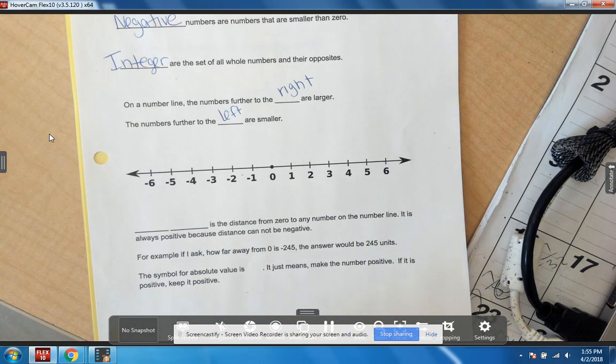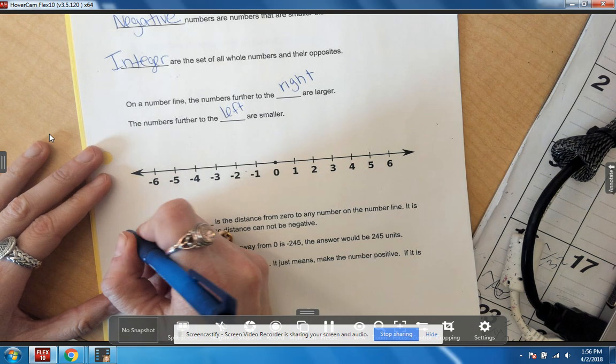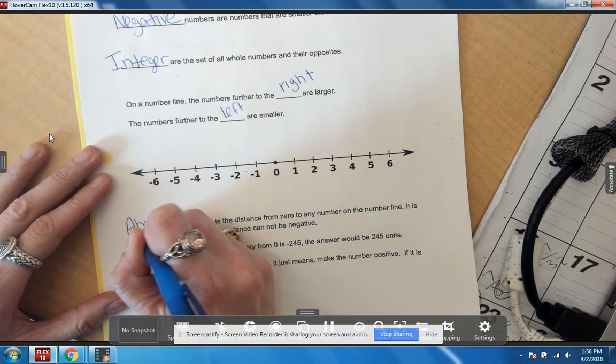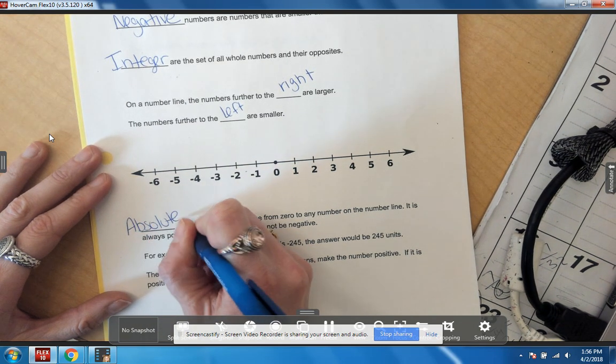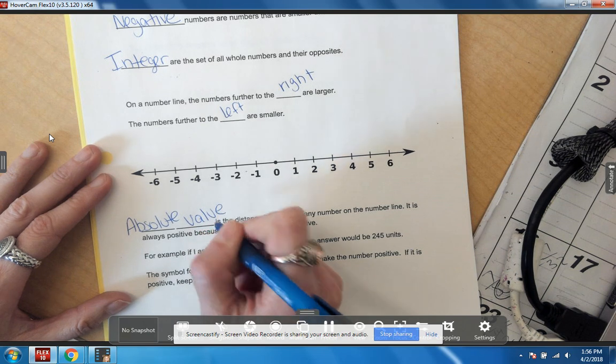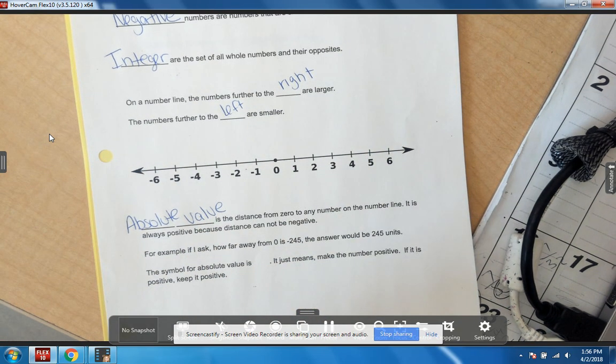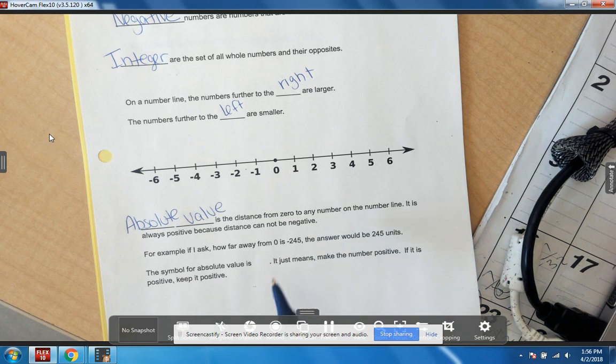Okay, blank blank is the distance from 0 to any number on the number line. It is always positive because distance cannot be negative. This is a new term called absolute value. Basically, all that's saying is how far away from 0 is a specific number. So for example, if I say how far away from 0 is -245, the answer would be 245 units. So basically, you make the number positive.